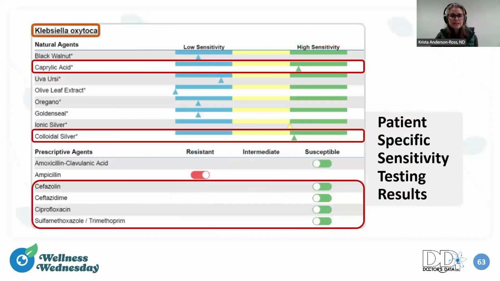And here's the individualized sensitivity panel for a specific organism. In this case, it's Klebsiella oxytoca, and it's highlighting which agents are most effective for this patient. So this is especially useful in patients when symptoms have persisted or they've been resistant to other agents in the past. And you can also see the low sensitivity as well, so that you can see that the Klebsiella is not sensitive to the agents in blue.